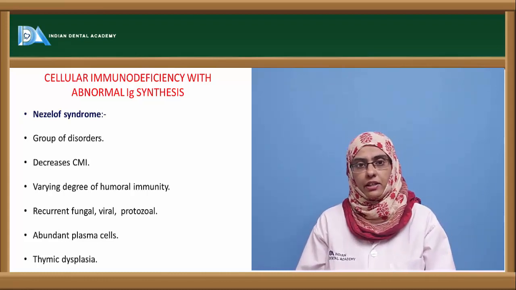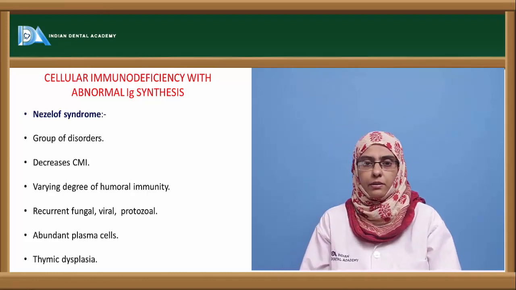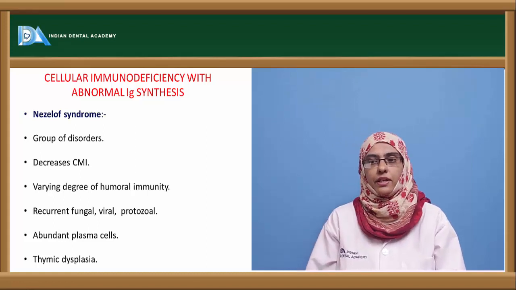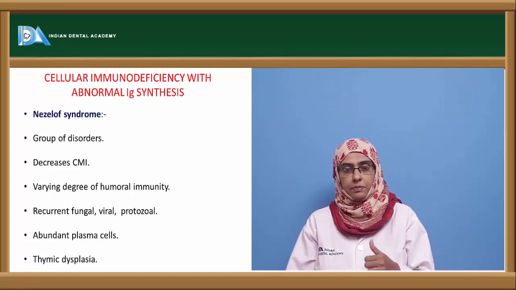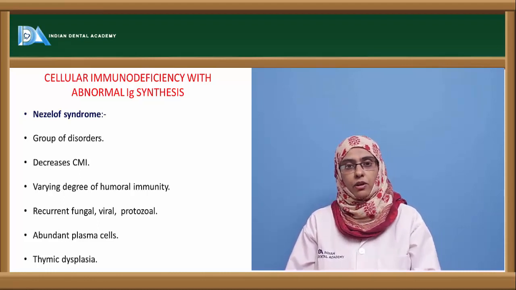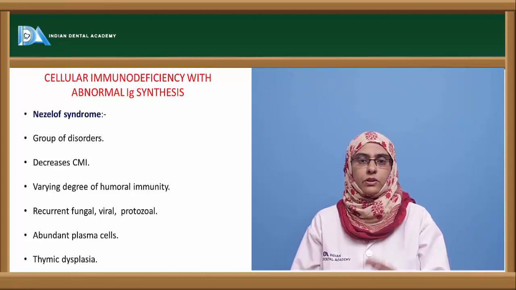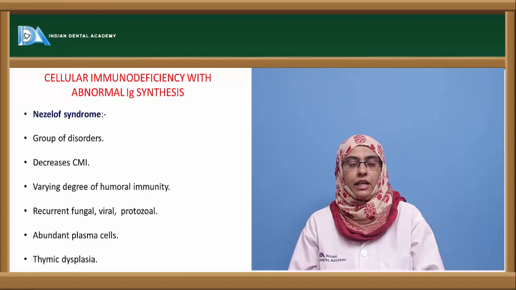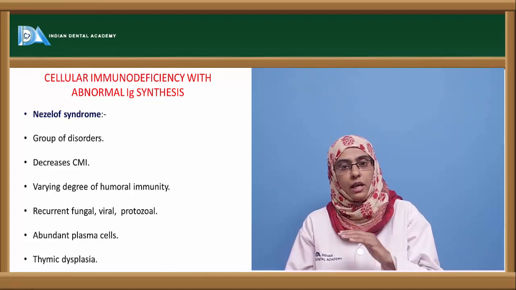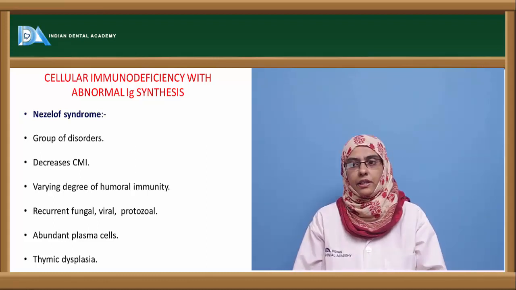So there is a varying degree of humoral immunity, but a complete reduction in the cell mediated immunity, and the patient suffers from recurrent fungal, viral, or protozoal infections. And here the patient has abundant plasma cells. That means humoral immunity is normal, but it is defective and not able to mount an immune response along with the cell mediated immunity. Even though the plasma cells are normal, producing the antibody, it is not able to mount the immune response because of the absence of cell mediated immunity.